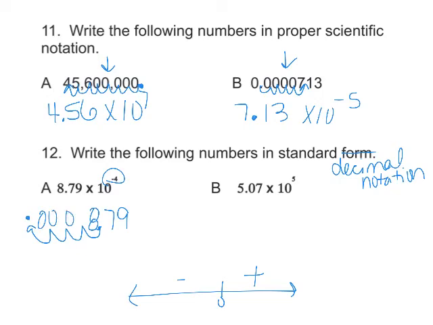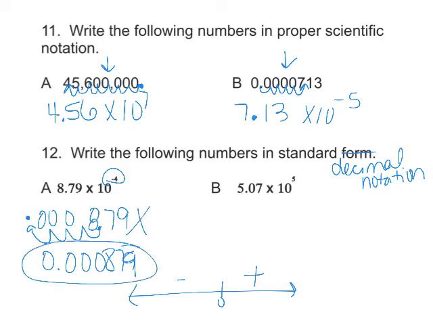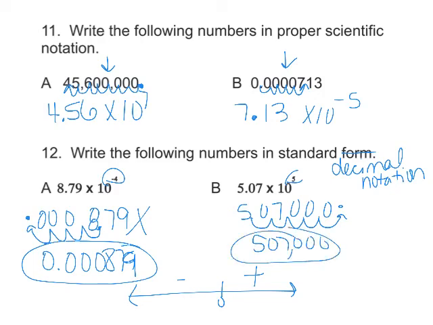And then we fill in with zeros. And then you rewrite your number. Do not leave it like that. Make sure you rewrite it. 5.07. We're going to move 5 times to the right this time, because that's where our positives are. 1, 2, 3, 4, 5. Fill in our zeros. And we rewrite it. Remember, don't leave it like that with all your squiggles and everything.